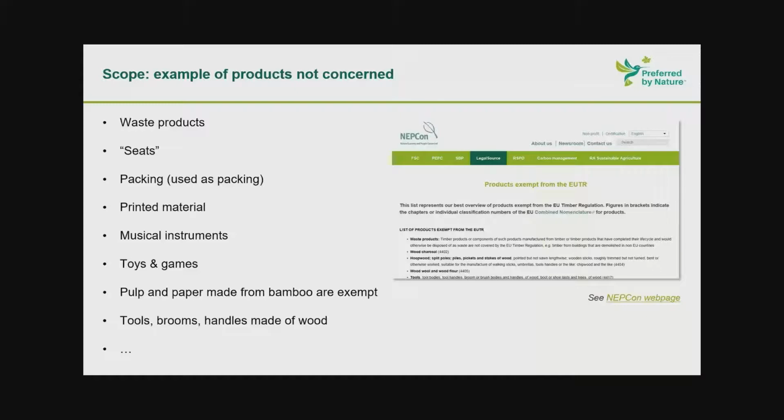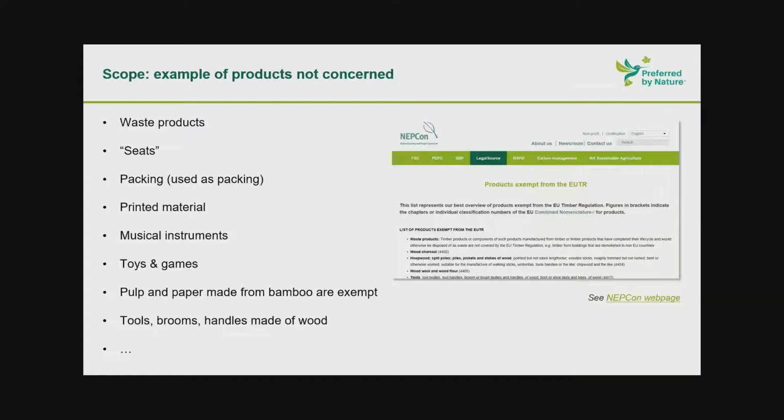A bit the same for printing materials. A book is where the essential character is not the printed material but what's printed on it. So a book doesn't fall under the scope, but printed, I don't know, toilet paper or notebooks, they fall under the scope of the EUTR. So it's not always very clear. Musical instruments are also not, and toys and games are also not under the scope. So also one of those issues that provoked the scope discussion.